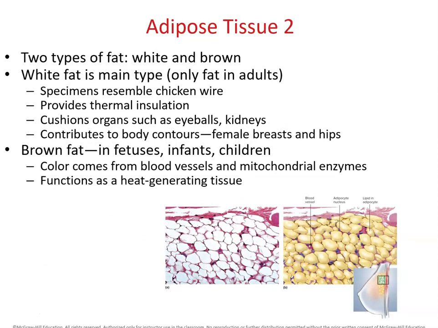We do have two types of adipose tissue. In adults, we really only have white adipose tissue. Some people say it looks kind of like chicken wire in its structure. You can kind of see that in this picture here. We use it as cushioning, as thermal insulation, and of course fat storage. Brown fat tissue is brown in color because it has more blood vessels and because it has enzymes that make it look brown. This is heat generating tissue is what it's primarily used for, and we don't see it in adults.